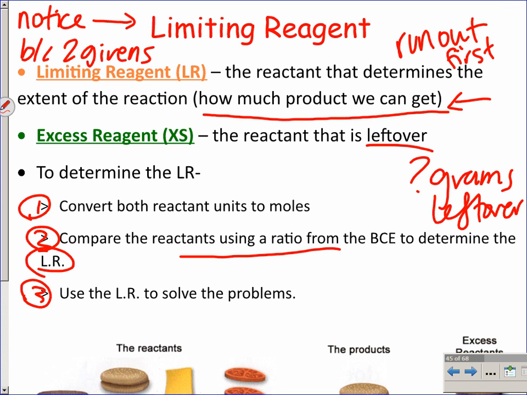We're going to then solve the problem for whatever the question asks for. Maybe it's how many grams of the product can be made, how many moles of product can be made, how much gas can be made. Basically, the limiting reagent is the key, and then we'll move on from there. So after this, everything's normal. It's just this part right here that's new to us.